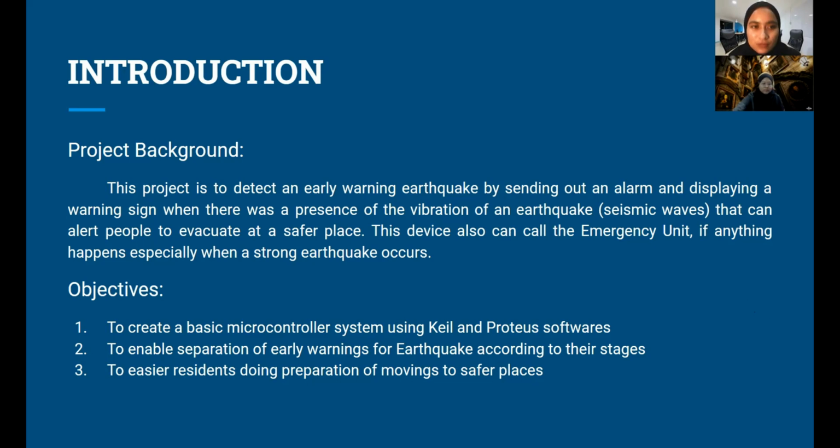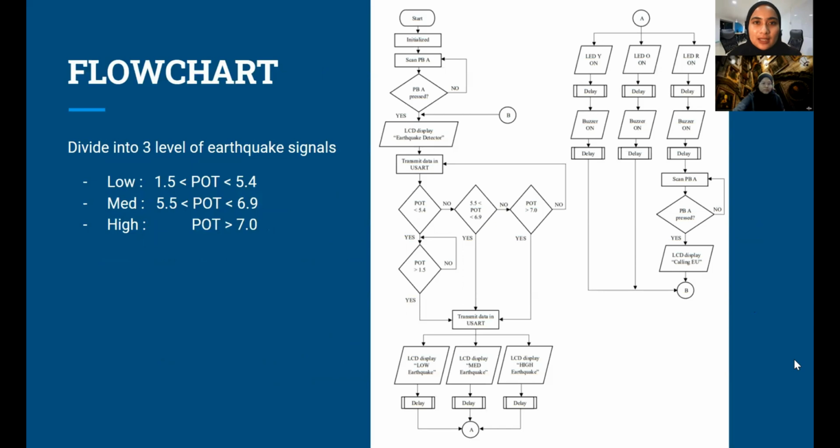Next, we move to the flow chart. Basically, in the summary, it divides into three levels of earthquake seriousness. The low level is a magnitude in the range of 1.5 until 5.4, the medium level of earthquake is from 5.5 until 6.9, and the highest earthquake is a magnitude bigger than 7. I will describe the details in the Proteus simulation.